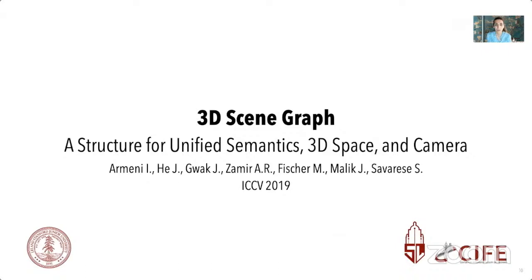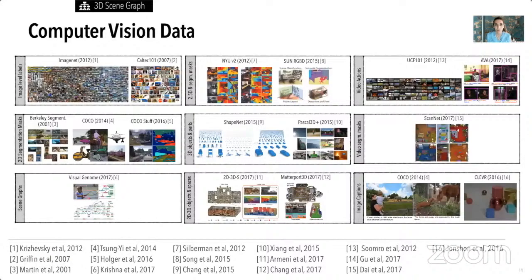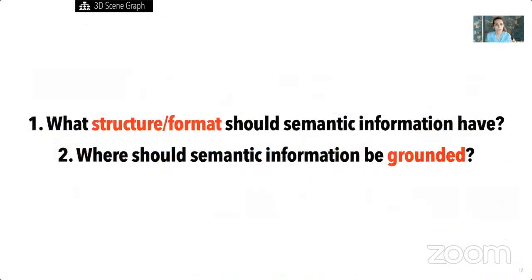But let's see a little bit more about the structure, this time from the computer vision lens. In computer vision, there are a lot of semantic datasets out there that represent semantic information in a very specific way. We can have image labels, 3D parts, or action labels for videos. But every time we create a new semantic dataset, we ask ourselves, what structure or format should that semantic information have? And where should this semantic information be grounded?